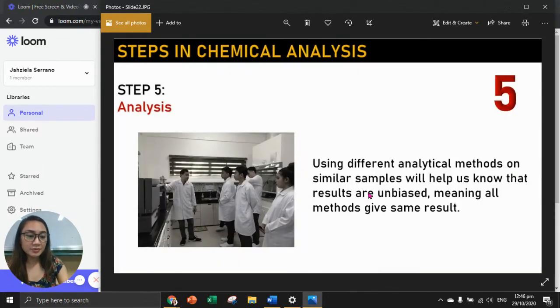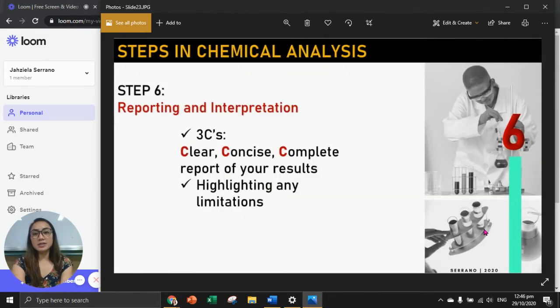Okay, step 5 pa rin tayo, yung analysis natin. Using different analytical methods on similar samples will help us know that results are unbiased, meaning all methods give the same results. So for example, meron tayong ginamit na method dito, which is method 1, and then on the other hand, meron din tayong method 2. So if you're only determining the same substance, kailangan daw hindi magiging biased yung results niya. It means na kailangan parehas din yung magiging result. Okay?